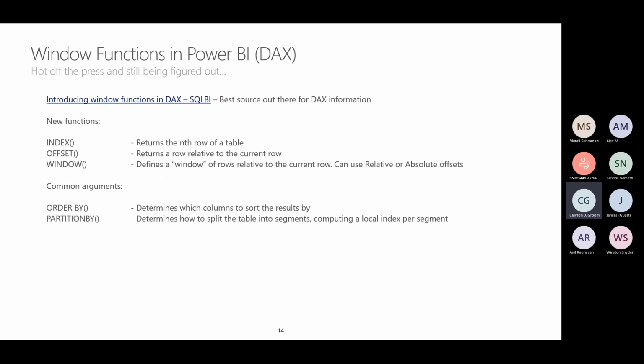And then in DAX, it's much simpler. There's a lot fewer things you can do. But again, it's DAX, so you already have a lot of things you can do and mash the data around and change things pretty easily. So there's three main functions: index, which will return the nth row of a table; offset, which returns rows relative to the current row, positive or minus; and then window, which defines a window of rows relative to the current row, and it can use relative or absolute offsets. And common arguments, very much like the over clause in SQL, are order by and partition by.